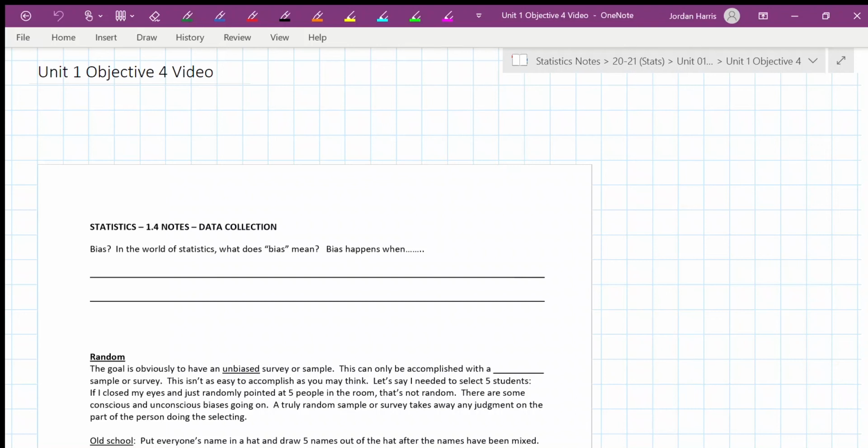Okay, this is 1.4 notes, data collection. So the first thing we're going to talk about is bias. You've probably heard this a lot. In the world of statistics, what does bias mean?